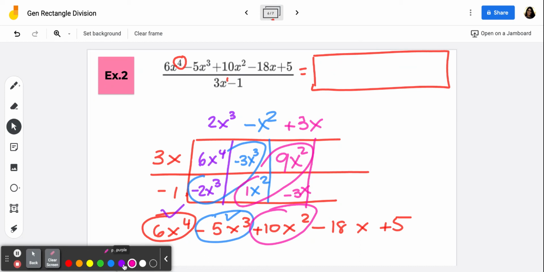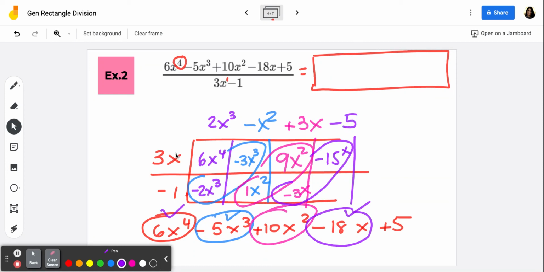All right, let's keep going. Negative 3x times what would go right there to make negative 18x? So we only have negative 3 of them. We need to make negative 18 of them, so there has to be an extra negative 15x up there. So these two make negative 18x. What has to go up here? There's already an x, so it just needs to be a negative 5. Negative 5 times 3x is negative 15x. Negative 5 times negative 1 is positive 5. Did I make the number I was trying to make? Yes. There is no remainder on this problem.